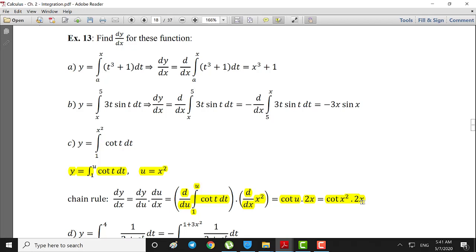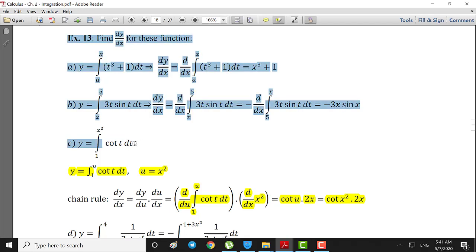Yes? So here we combined the fundamental theorem of calculus part 1 with the chain rule, and we used both of them to calculate the derivative of an integral function like this.